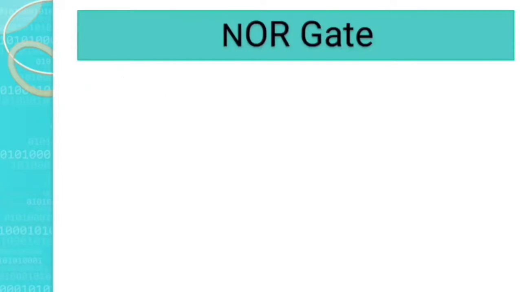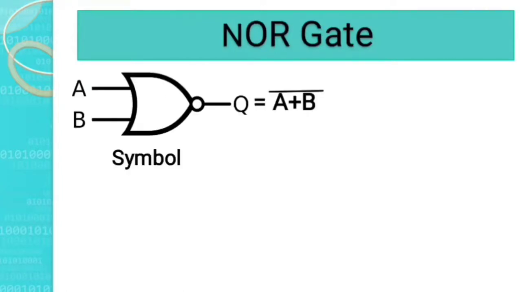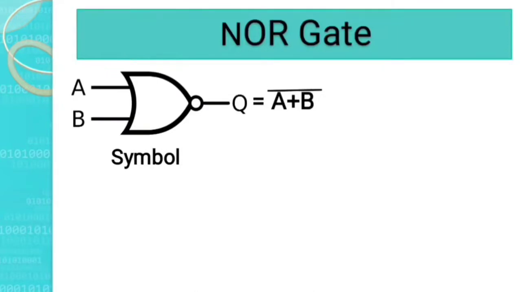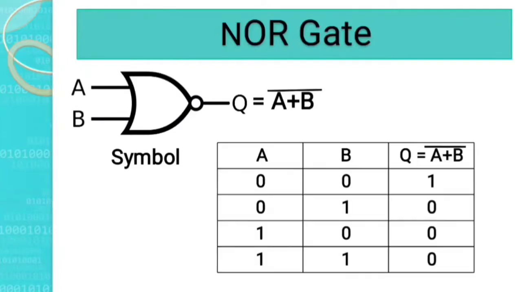The next gate is NOR gate. NOR gate is combination of the OR gate and NOT gate connected together in series. Here A and B are inputs and Q equals (A plus B) complement is output. This is symbol of NOR gate. Output of NOR gate is high only when all inputs are low. If any input is high, output is low. This is truth table of NOR gate.